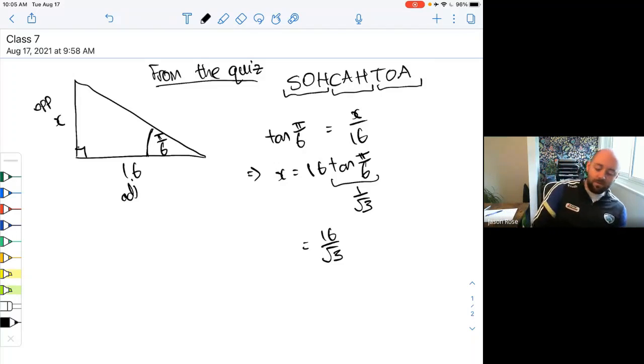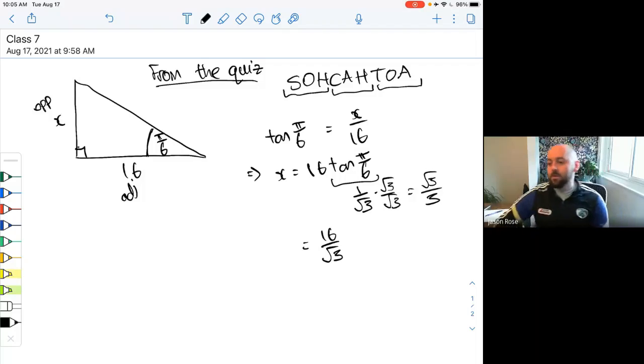Yes, root 3 over 3 works as well. So if we multiply above and below by root 3 like that, you can also write it as root 3 over 3. Both work. Yep, so that one just kind of incorporated the right angle trigonometry that we did. You want to be able to spot what the opposite and the adjacent are, and you want to know what tan of pi over 6 is for this question.